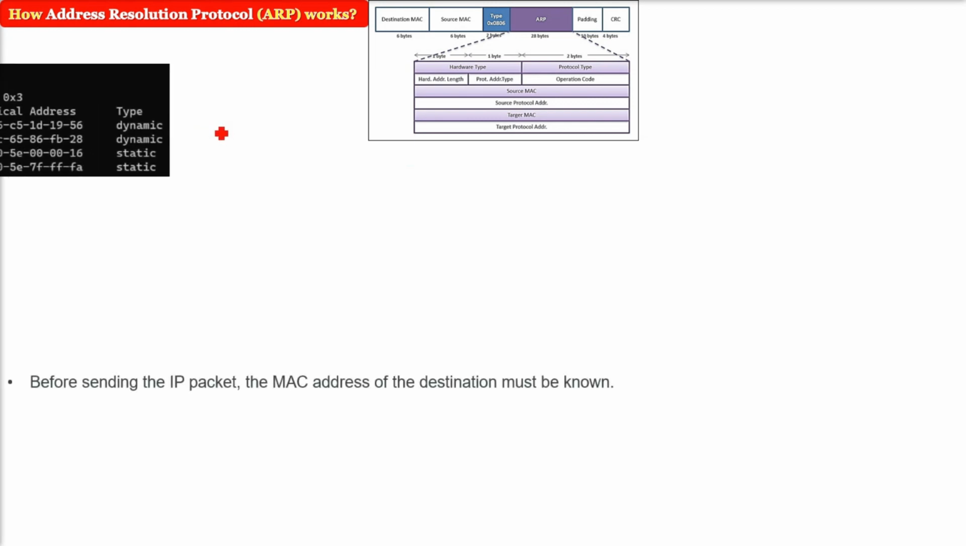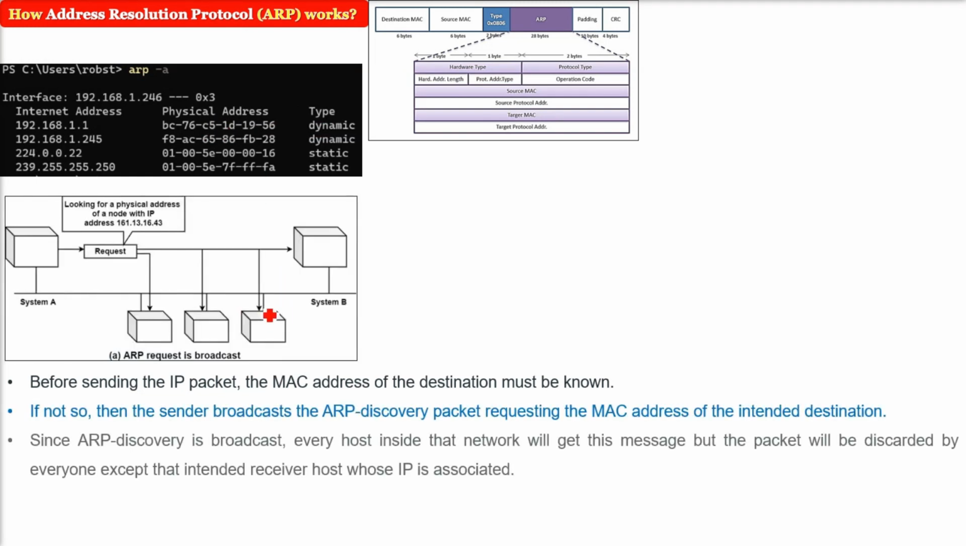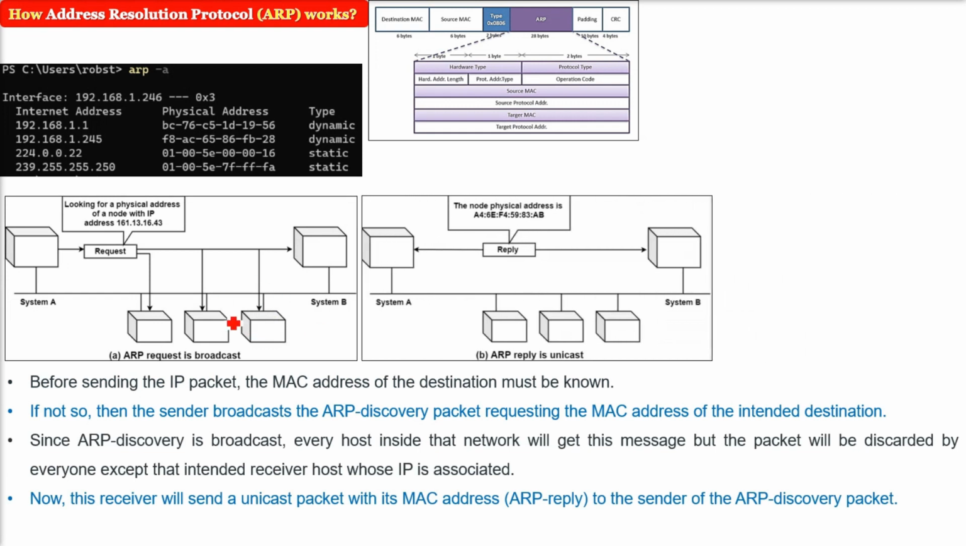Address Resolution Protocol, ARP. How does it actually work? What will happen? First, just understand everything that is being shown here, then I will explain. There is a system A. Now he wants the MAC address of some other IP. So it will send a request.